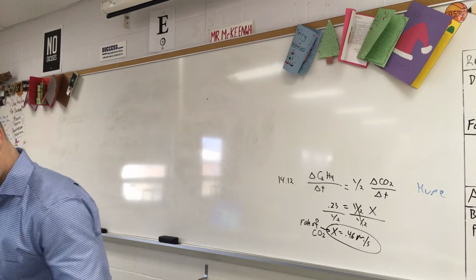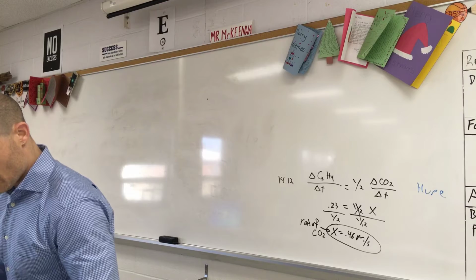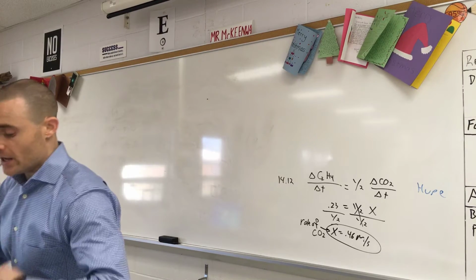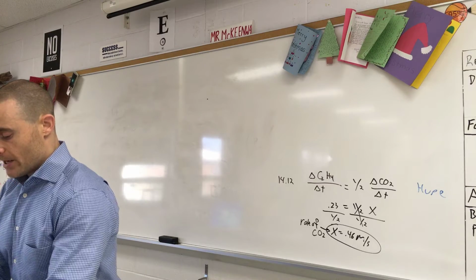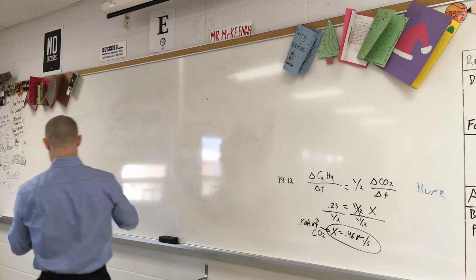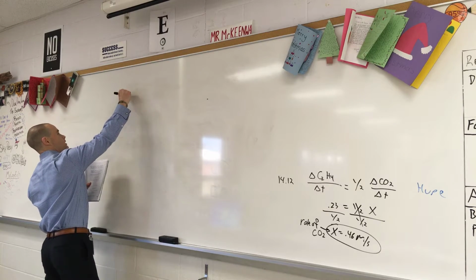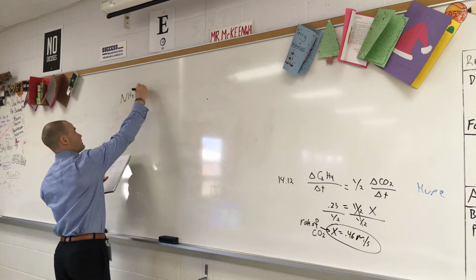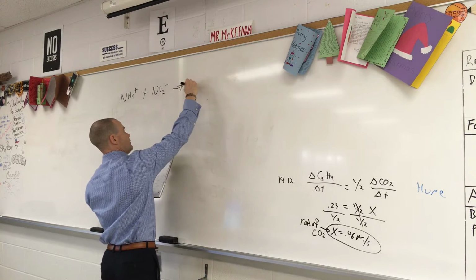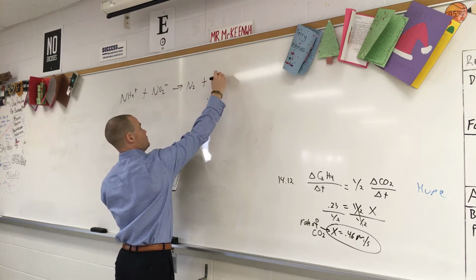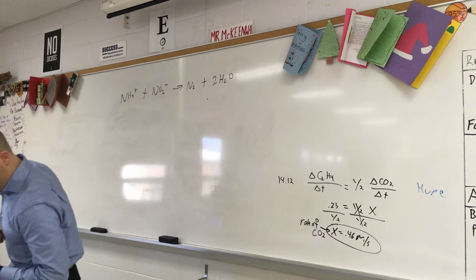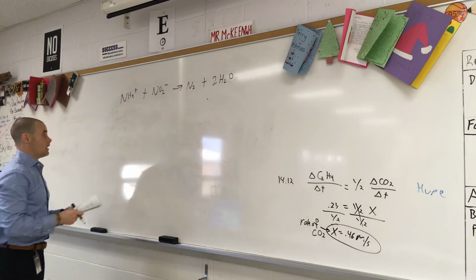Big day. All right, I'm going to write a reaction on the board. We are going to write the rate law based on the data. All right, here we go. So we have NH4+ plus NO2- yields N2 plus 2H2O. I don't think this is the same one in the book. It is not. Okay.